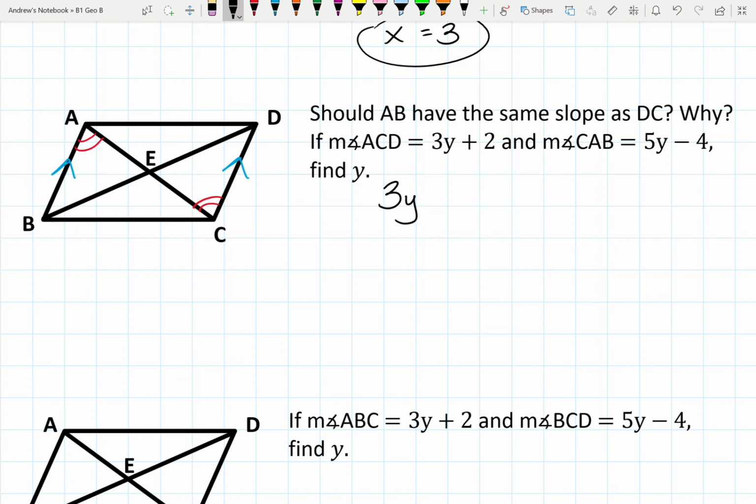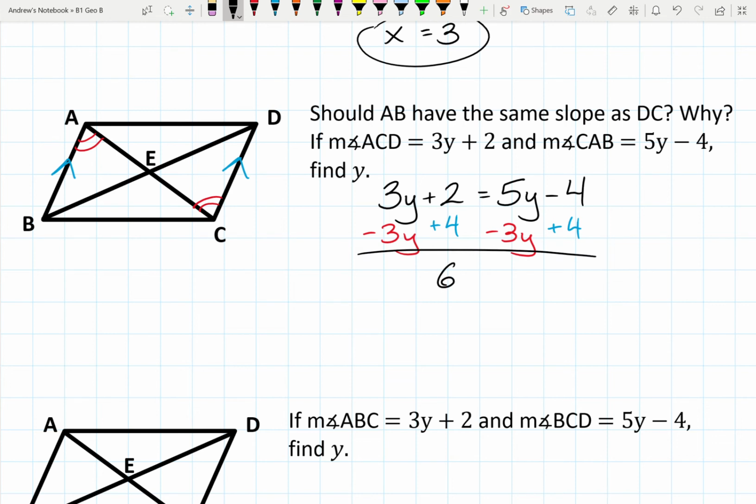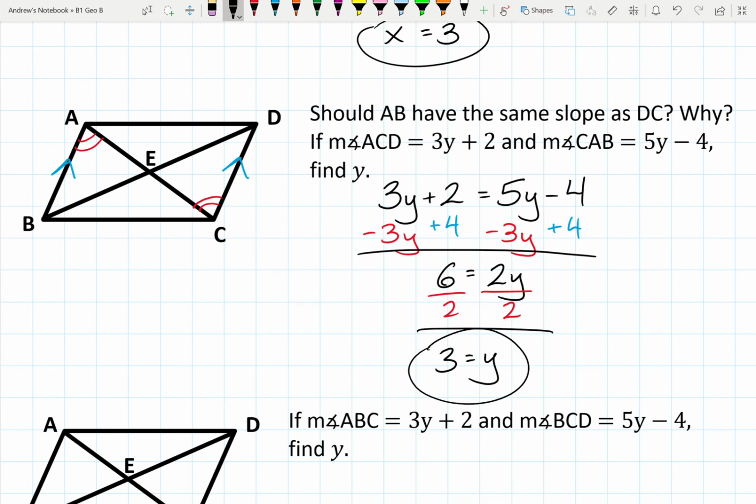So I could say that 3y plus 2 is equal to 5y minus 4. And again, after we get things set up, it's just an algebra problem. Move my y's over to one side. At the same time, I'm going to move my constants over to the opposite side from that. And get that 6 equals 2y. Divide everything by that coefficient to get rid of it. You get that y is 3.